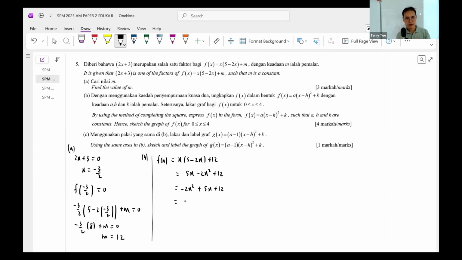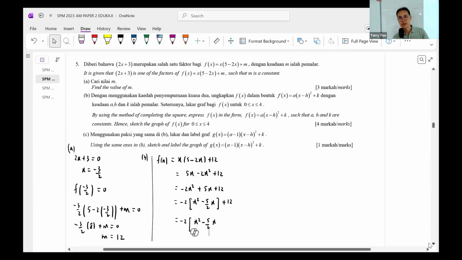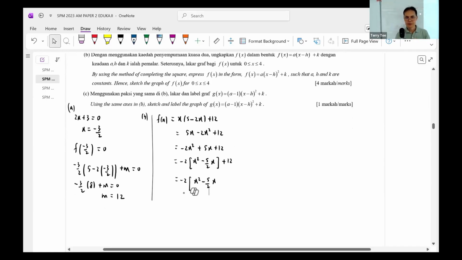Okay, now I'm going to factorize negative 2. When you take out negative 2, 5 divided by negative 2 is negative 5 over 2. Keep the 12 outside. So I'm going to add a number. Guys, what is the number you're going to add? Remember, in completing the square, the number you add must be half of the coefficient of x. Your coefficient of x is negative 5 over 2.